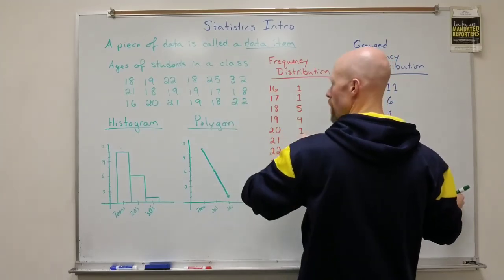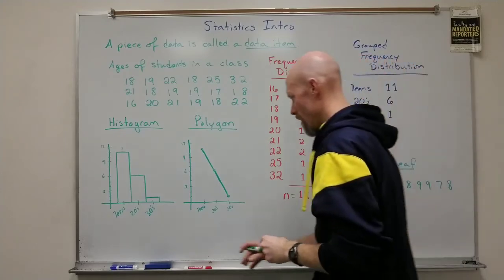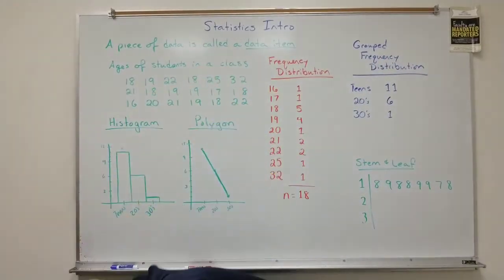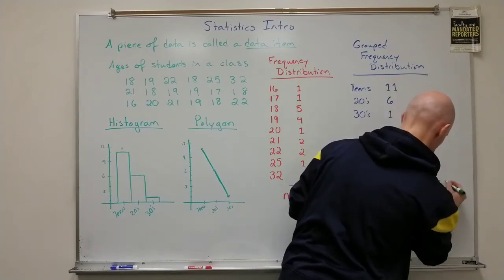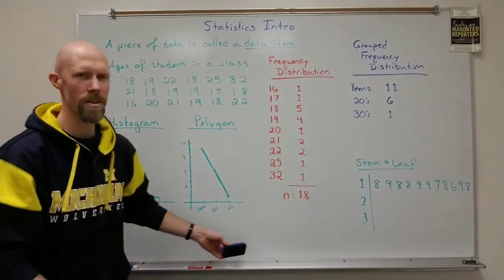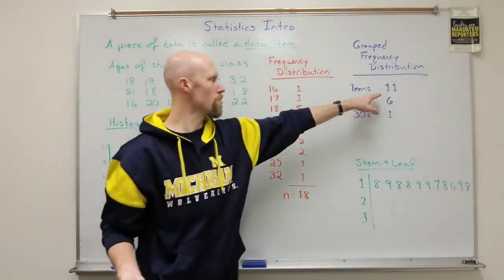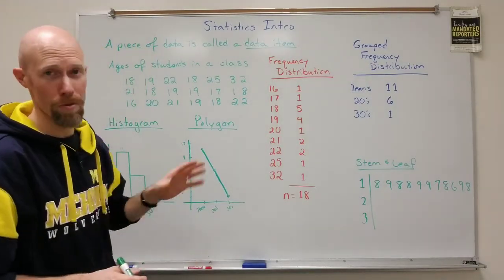I need 3 more. I'm running out of space. I've got to get 6, 9, and 8 in there. I'm going to erase and shrink this just a smidge. 7, 8, 6, 9, 8. There it is. So there's 11 numbers, and that should match the frequency from the grouped frequency distribution as well.